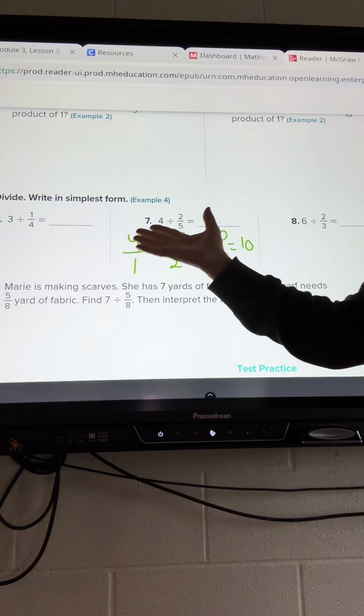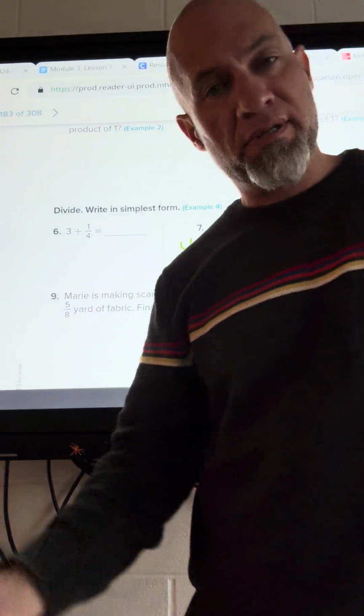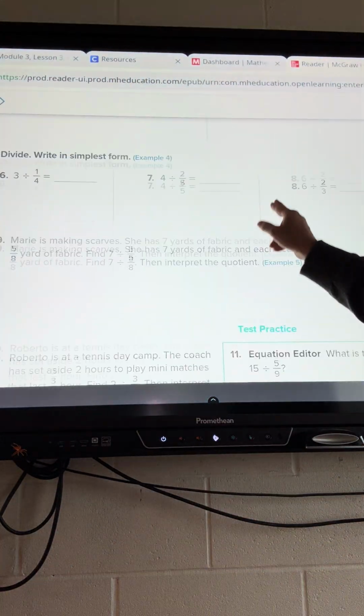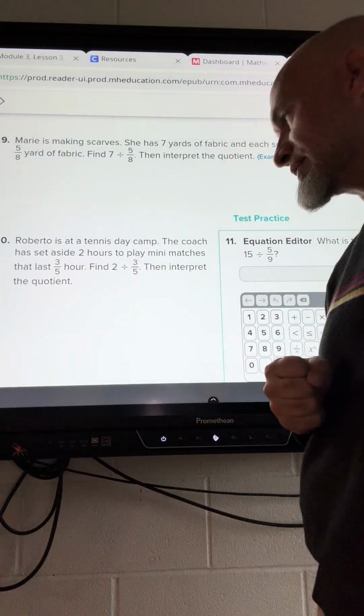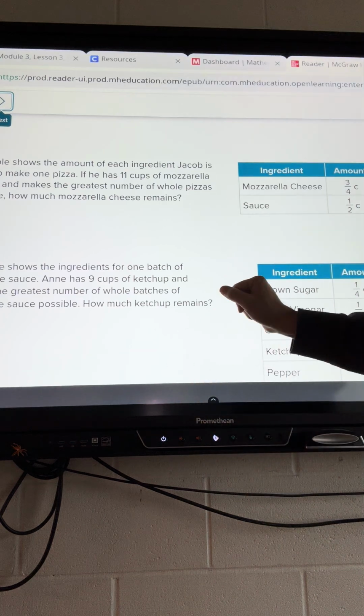So same thing for 6 and 8. You're going to make the 3 for number 6 into 3/1, and then keep, switch, flip. All right. Number 9, you didn't have to do. Number 10 is just a word problem with division. It tells you you have to do 2 divided by 3 here. The only one that you need to look out for as far as a little bit more difficulty is number 12.